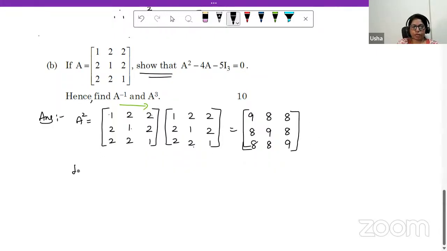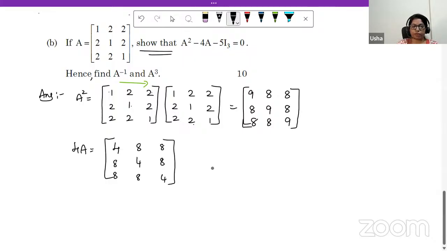Now we will write 4A. 4A is 4 times this. I will not write separately. Directly I'll multiply and write 4 into 1 is 4. This is 8 and 8. Here this is 8, 4, 8. And then 8, 8, 4. I've directly multiplied 4 to all these elements of A and I have written.